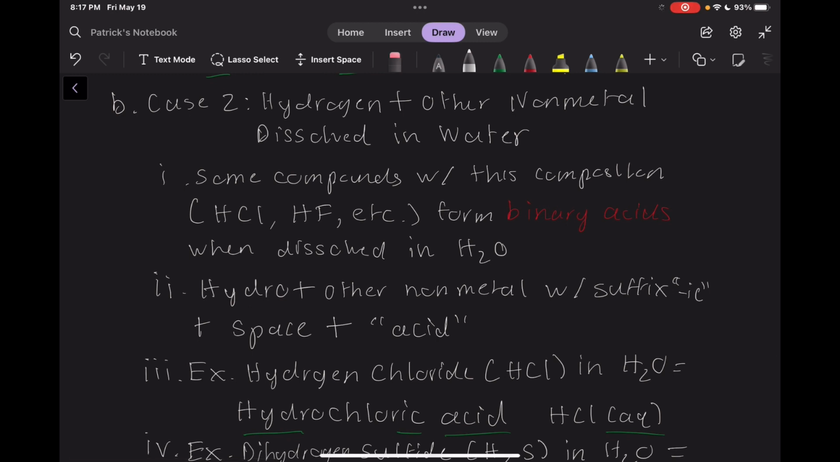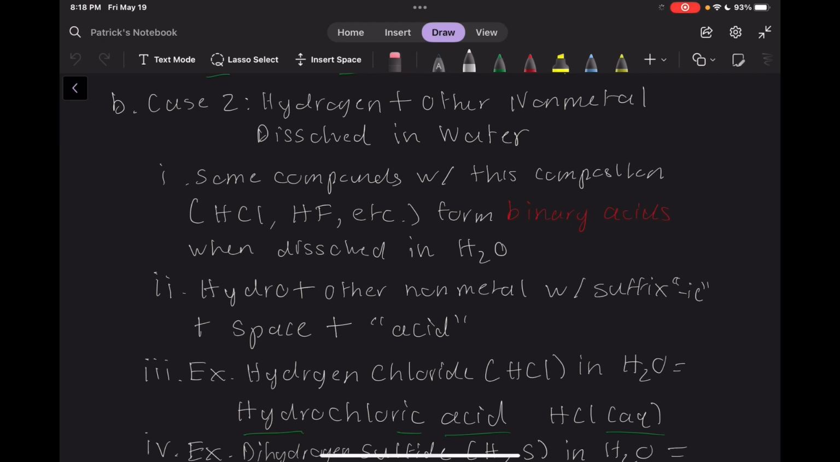Case 2 involves a compound composed of hydrogen and another nonmetal dissolved in water. This is another special case. When some compounds with this composition are dissolved in water, they form substances called binary acids. We haven't discussed acids in any sense as of yet, but it seems better to introduce naming rules for them now than to have to talk about nomenclature again later when we arrive at acids and bases.